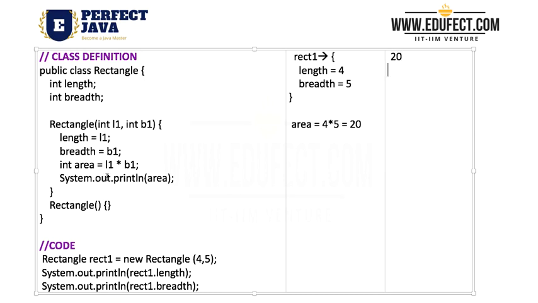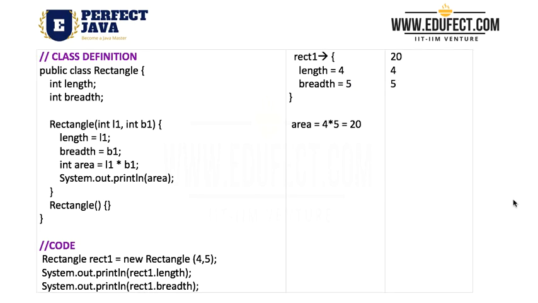With that, the constructor is over, so it will come back here. System.out.println rect1.length means rect1.length is 4, so 4 gets printed. And then when we say System.out.println rect1.breadth, 5 gets printed.